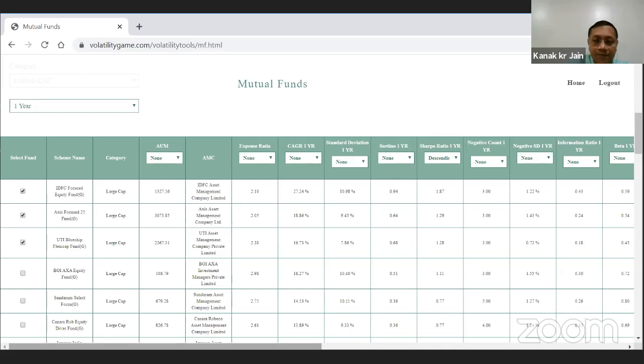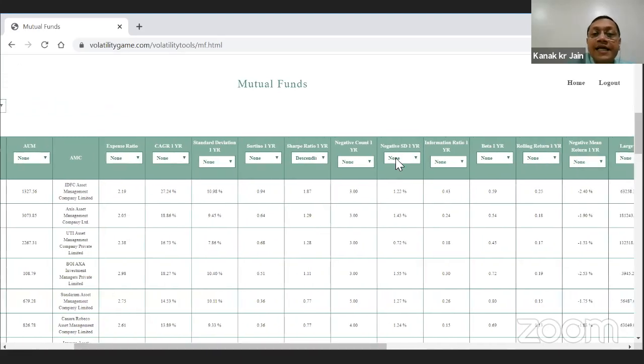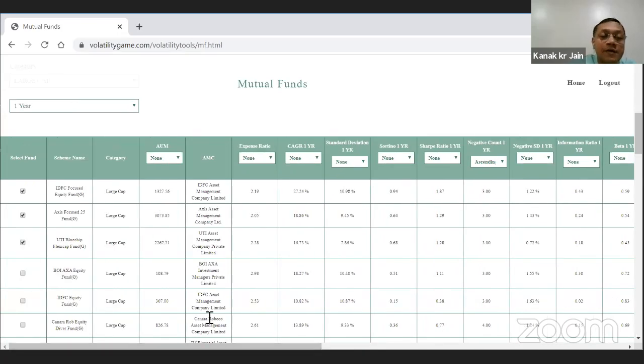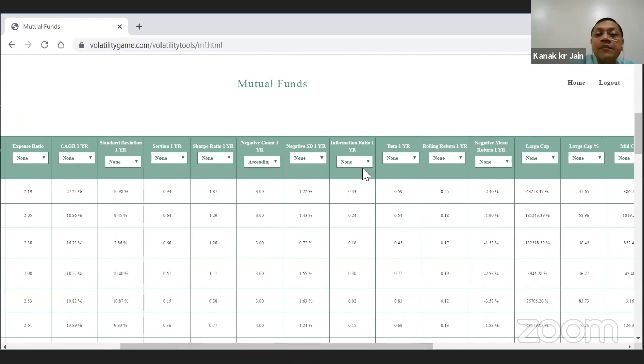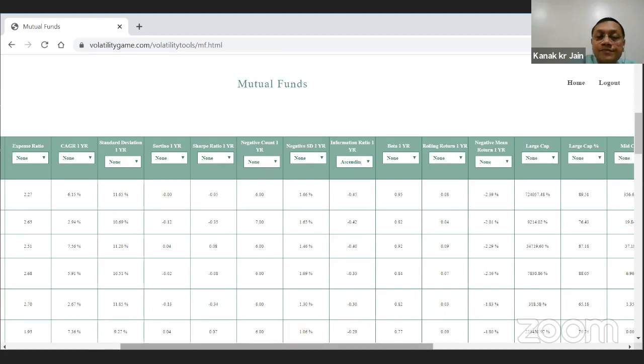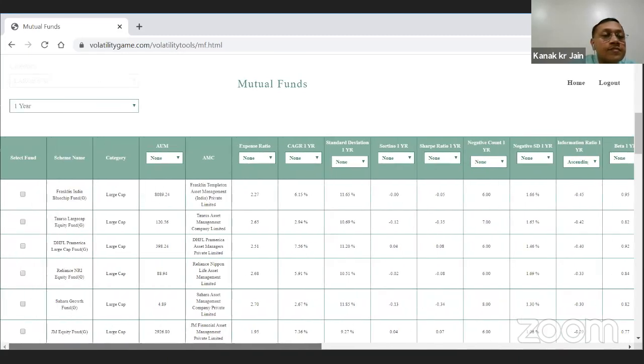You are understanding, no? What I am trying to explain. And then negative count. मतलब एक साल में how many times it has become negative? If we put ascending, we will see that this is cut 3 times, 4 times. So जितना कम बार negative count होगा वो उतना अच्छा है. So we will just see again. See these 3 schemes are coming. Whatever we have selected has come invariably. Information ratio. This is also lower the better. Okay. So in this we can see these are the schemes which has come probably.